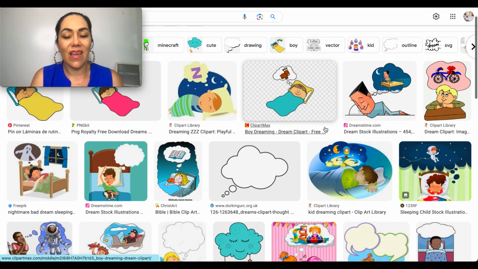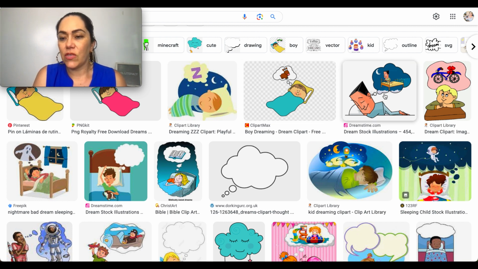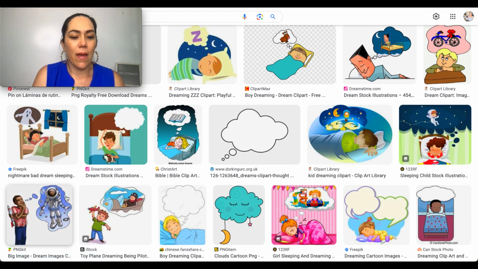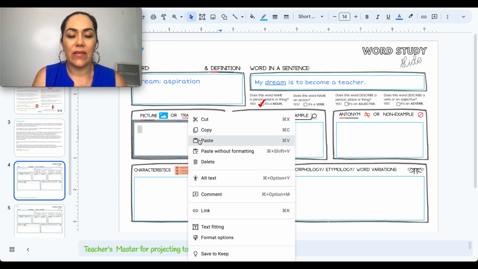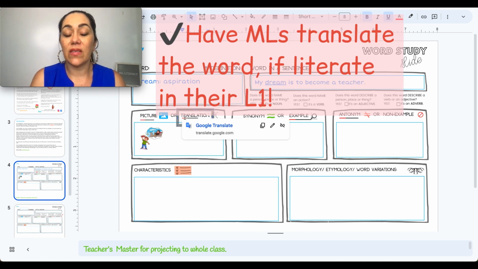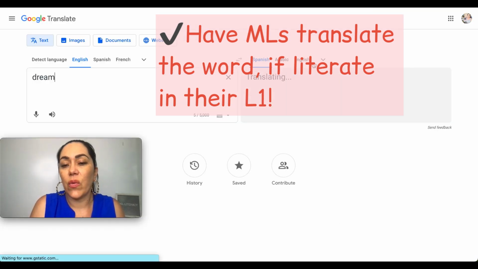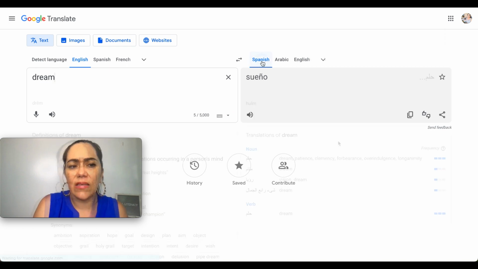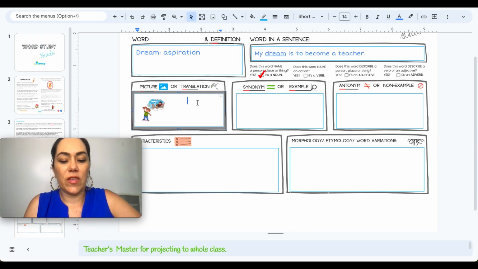And it's amazing to see their thinking. They are able to tell the difference between this dream here, and this one, and they usually choose the correct definition. So we're gonna pick this one here, then we come to the box and paste it. For this box here, I really like using the translation as well, because a picture doesn't always help with the definition. I type the word here, and then we go through the different languages represented in the class, like Russian, Pashto, Kinyarwanda, Swahili, etc. So I'm just going to write it in Spanish.